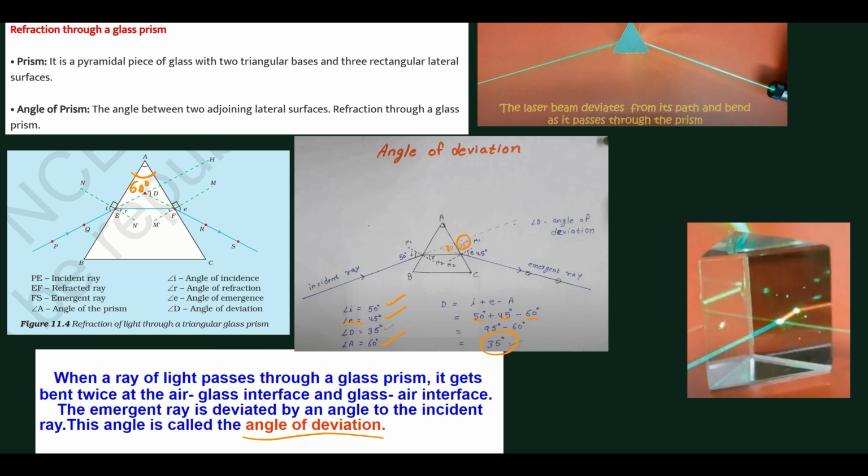So now it is matching with this value, right? So use this formula to find the angle of deviation. Incident ray plus emergent ray minus angle of prism. Okay, when you apply this formula, you will get the angle of deviation here 35 degrees. What is the angle of deviation? The angle between the incident ray and emergent ray is called as angle of deviation. Is it clear, everyone? Okay, you note down.